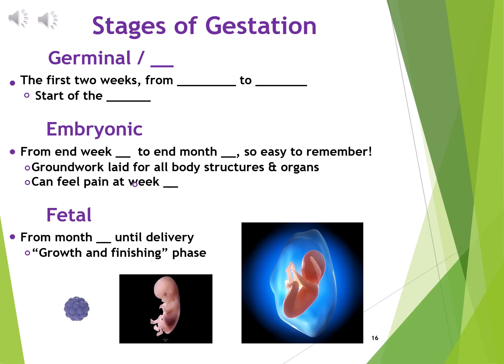First 2 weeks from fertilization to implantation of that fertilized egg. The placenta is going to start to form. Next stage, embryonic. Conveniently, if you're trying to learn this, stage 2 is end of week 2 to end of month 2. So a whole lot of 2s. So now you're laying the groundwork for the rudimentary structures and organs. Can feel pain at 24 weeks. That's 6 months. I think that's important.